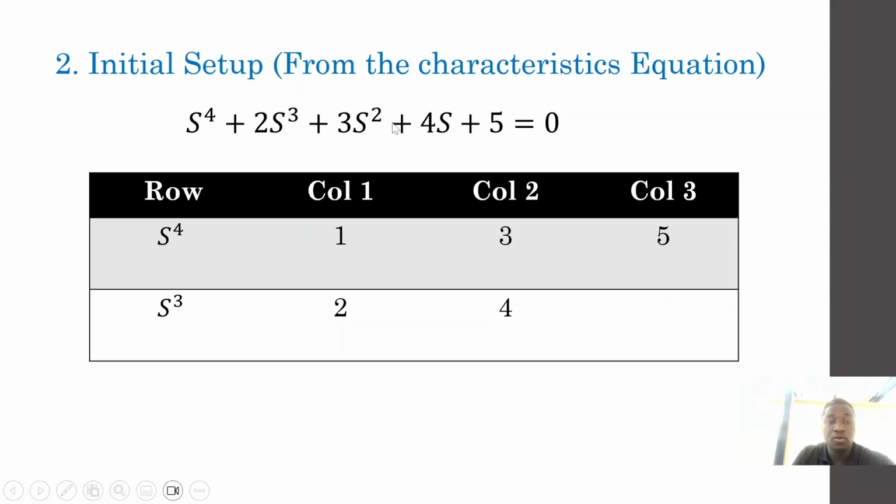So for the S4, the coefficient of the first term is 1. We skip the second term and take the third term, so the coefficient is 3. Then we skip the fourth term and take the fifth term. The coefficient is 5. Now we have to fill in the S3 row too. With that one, we input the ones we skipped, which are 2 and 4 in the equation. And this is how the table looks.